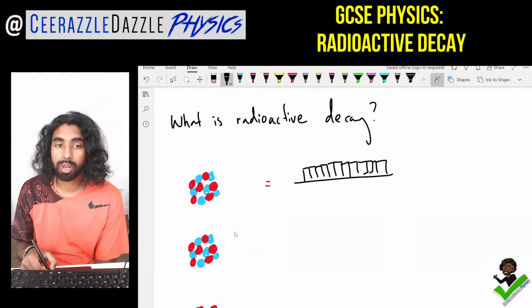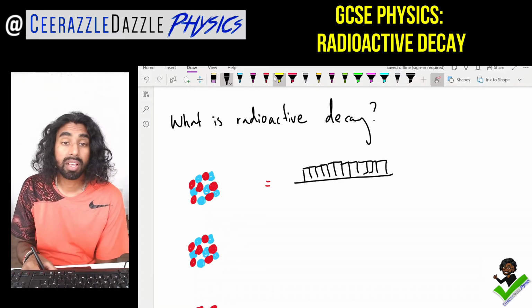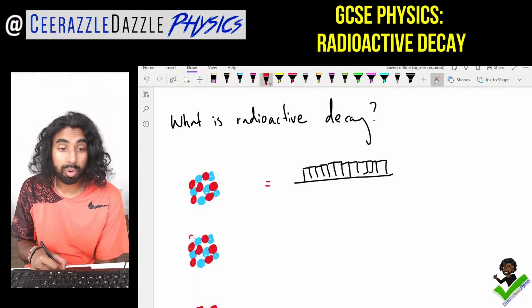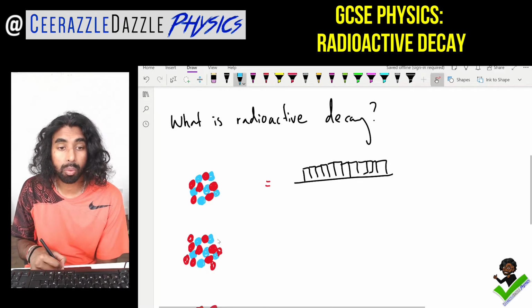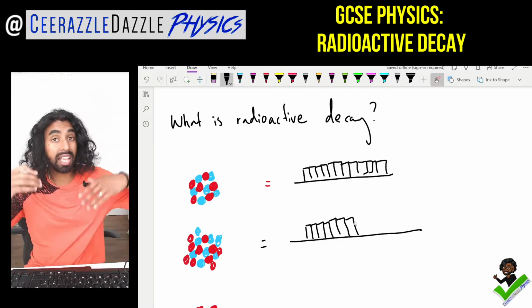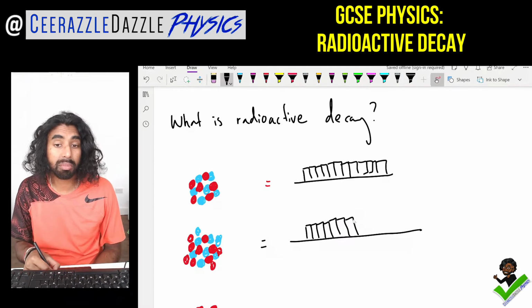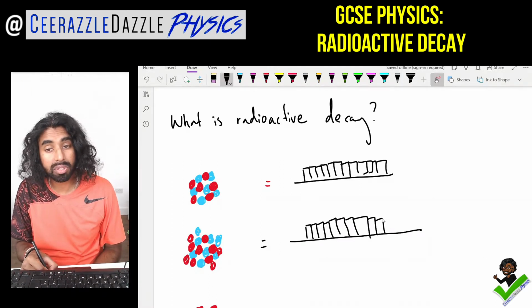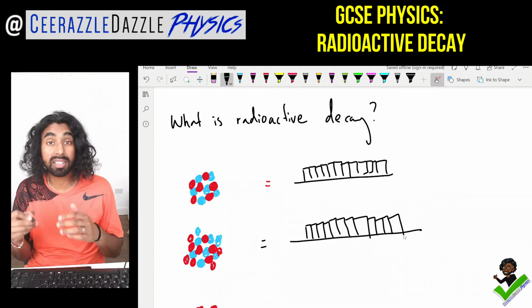But the question is the following: what happens if I add loads more protons and neutrons inside it? What do you think is going to happen? Imagine we have our bookshelf. If we're adding more and more protons and neutrons, the bookshelf just becomes heavier and heavier each time, so it becomes more and more unstable.